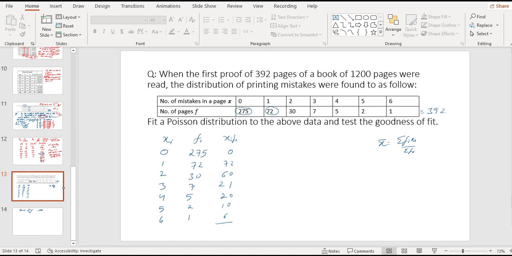So we sum up: 72, 132, 153, 173, 183, 189, and the total sum of the frequency is already given as 392. So the mean value comes out to be 189 upon 392. We are going to consider it as mu. So with the help of this mu, we need to calculate the probability.